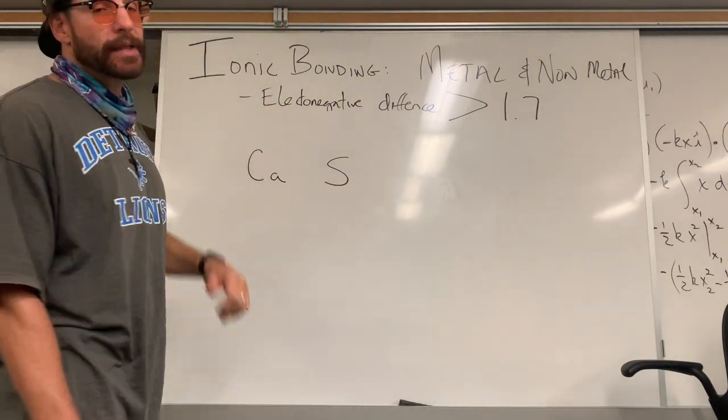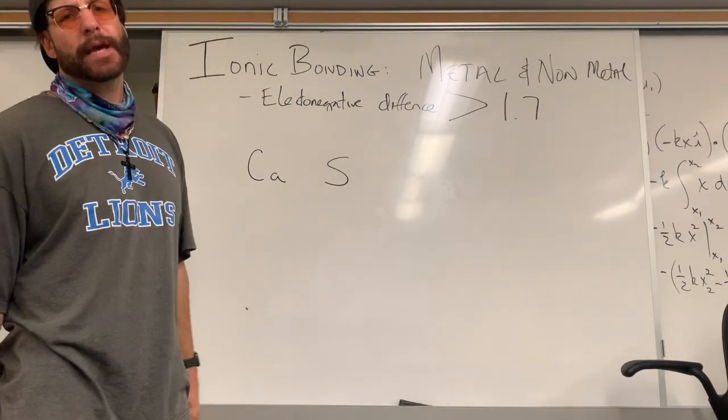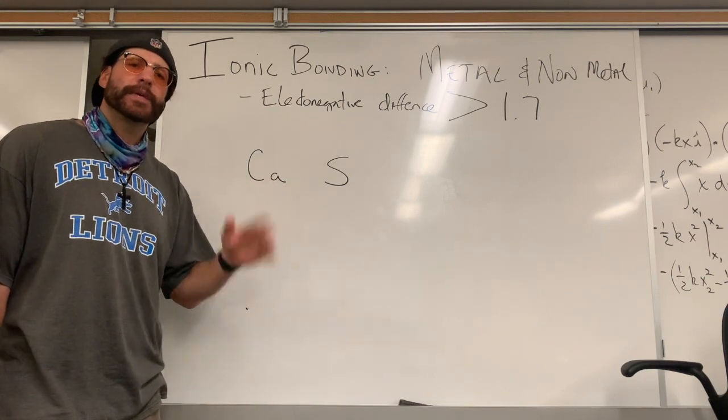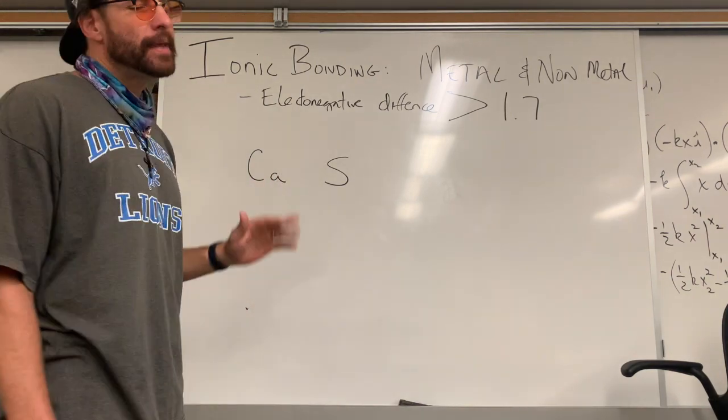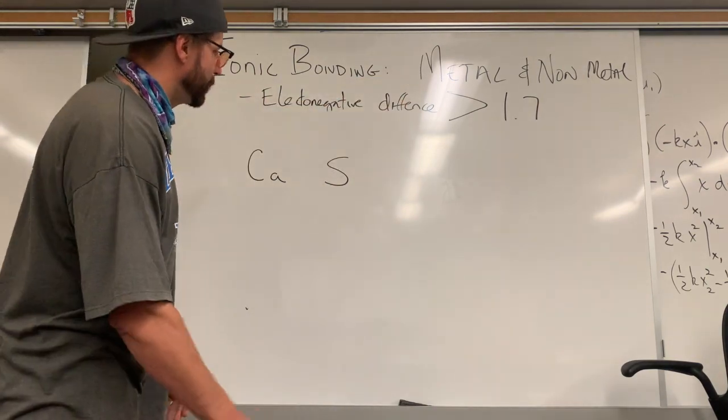We can also say that the electronegativity difference is greater than 1.7. There are periodic tables that include the electronegativity values of each individual element. We'll see that in general, these two rules go hand in hand and fit together.